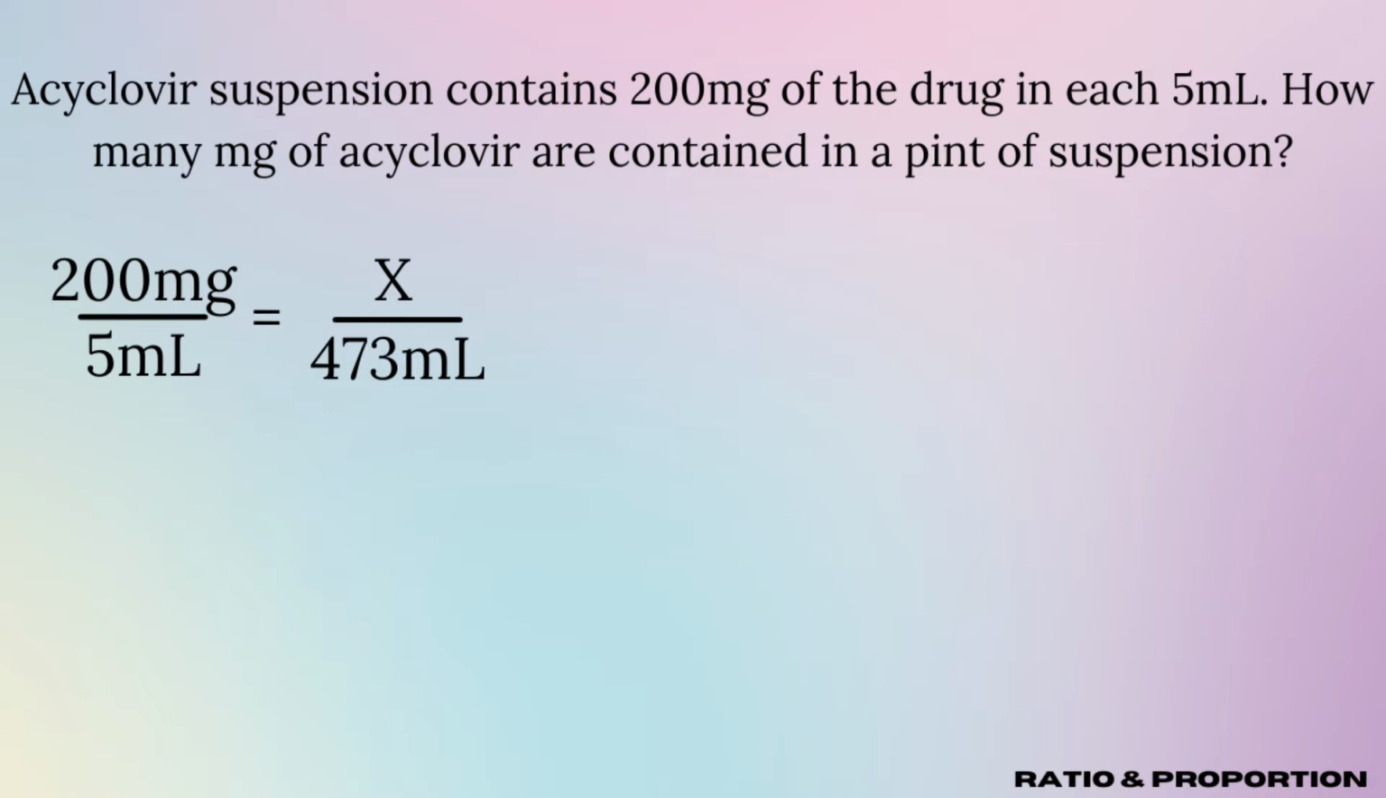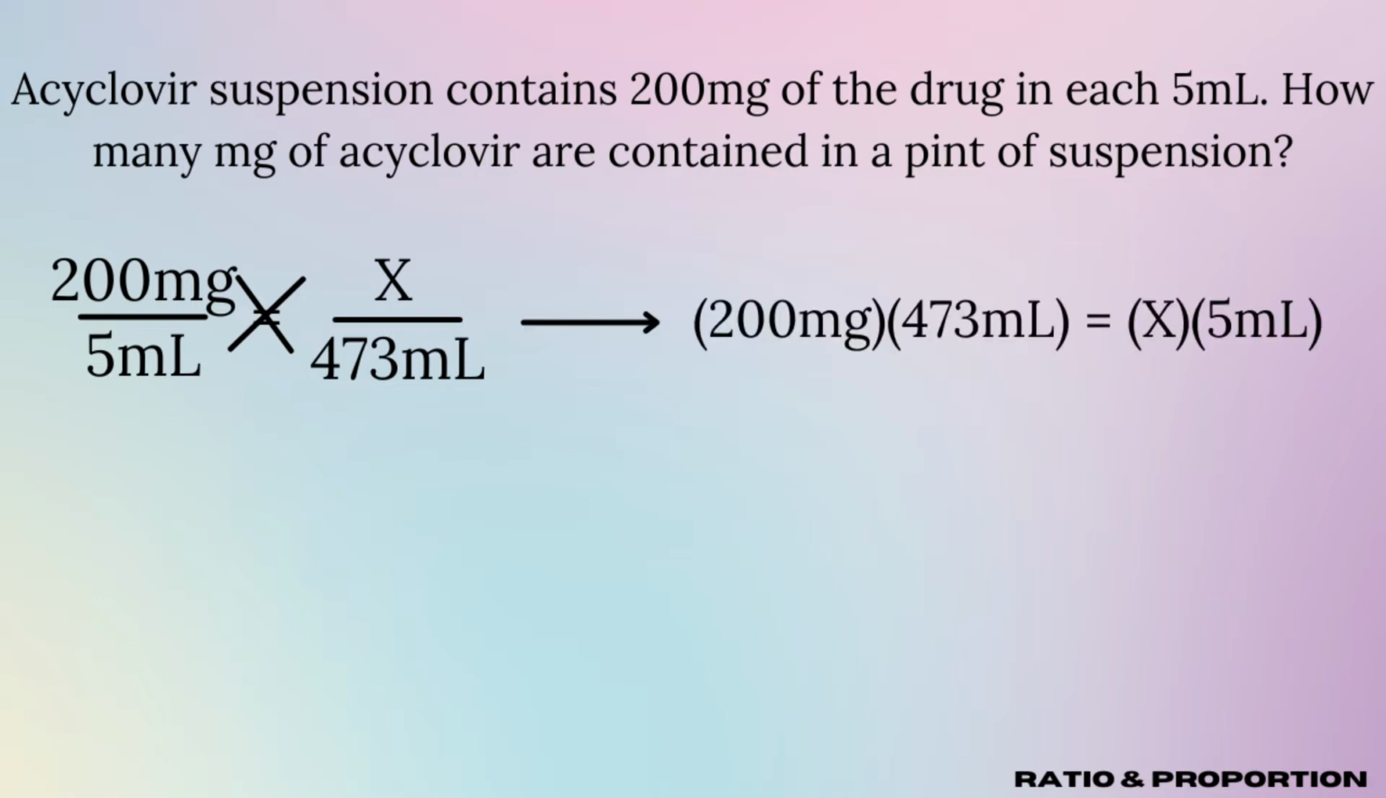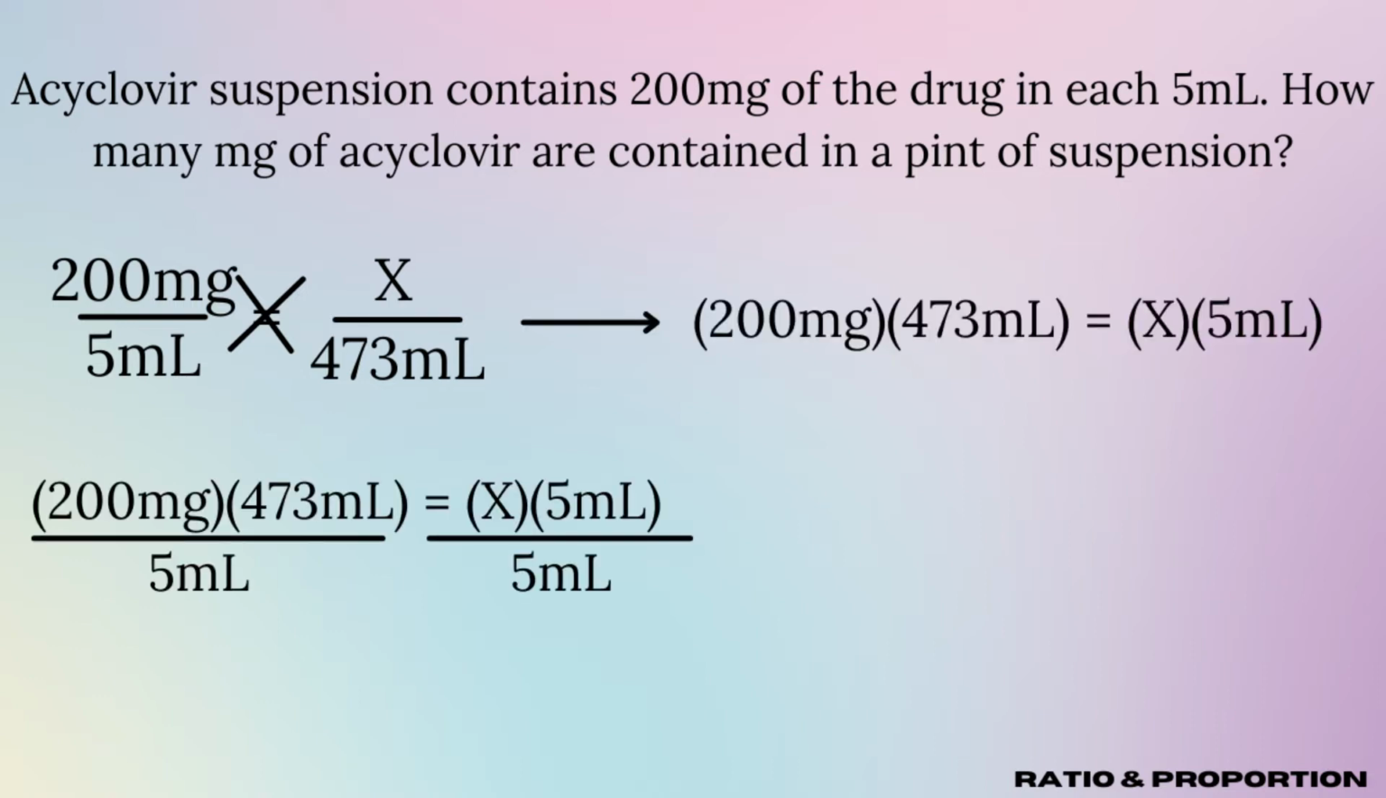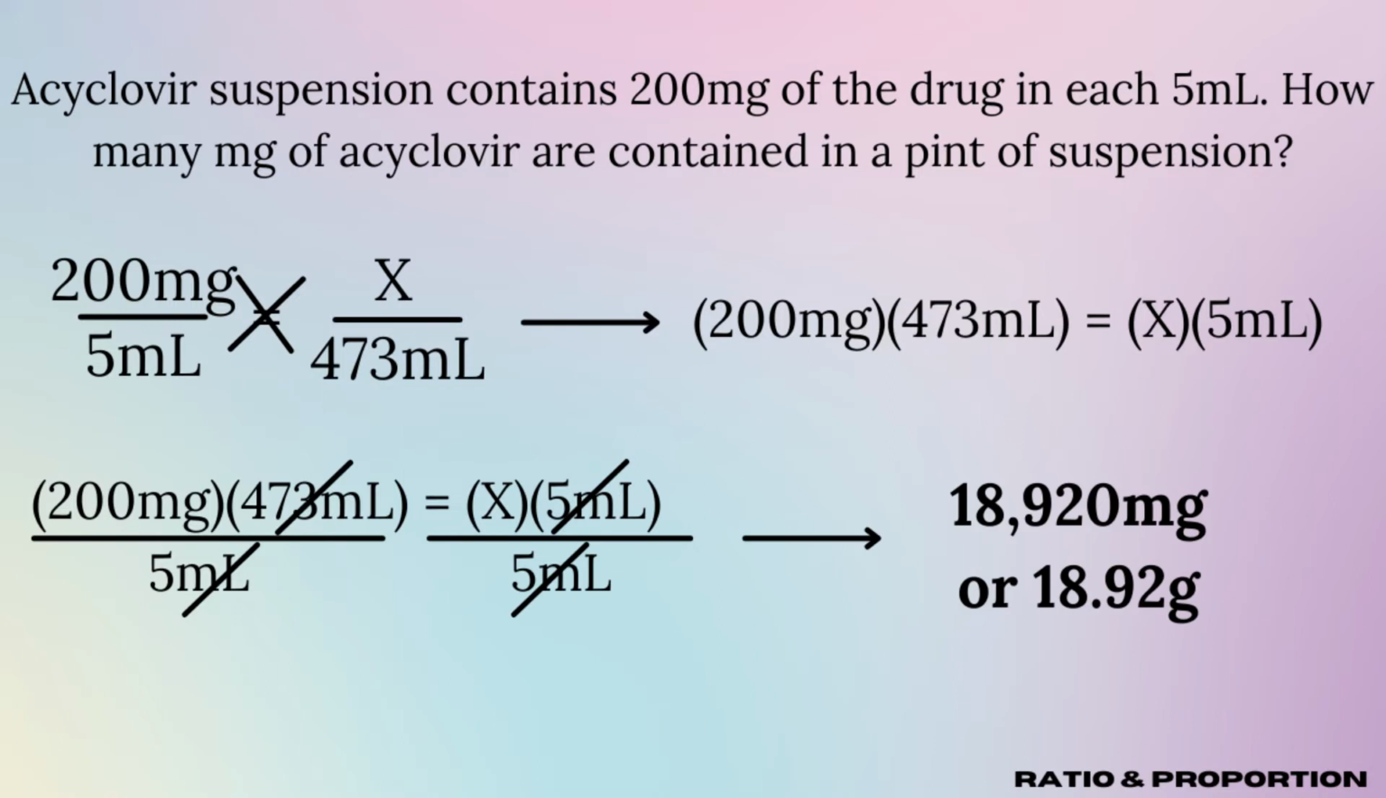200 milligrams per 5 ml, and on the other side, we have x over 473 ml. Multiply the extremes and means, we then have the equation on the right. Isolate the x by dividing both sides by 5 ml and cancelling the units. We therefore have 18,920 milligrams or 18.92 grams if the question wants us to find it in grams.